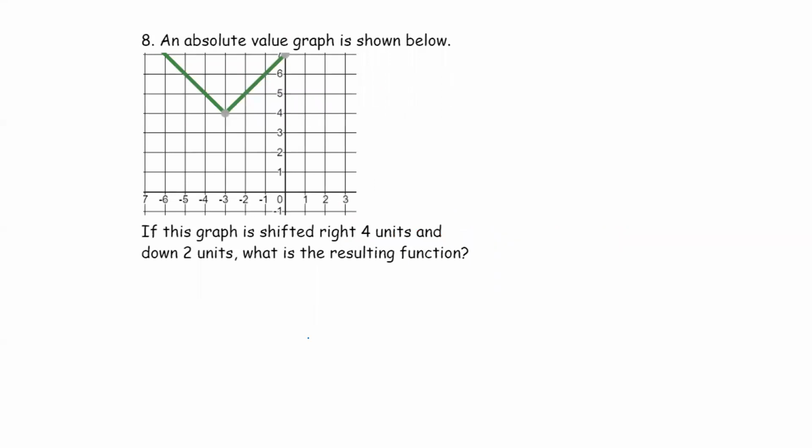All right, question number 8. An absolute value graph is shown below. If this graph is shifted right 4 units, so let me take it right 4 units: 1, 2, 3, 4. And down 2 units. Then what's going to be the resulting function? So we moved it here. That vertex right there is 1, 2.